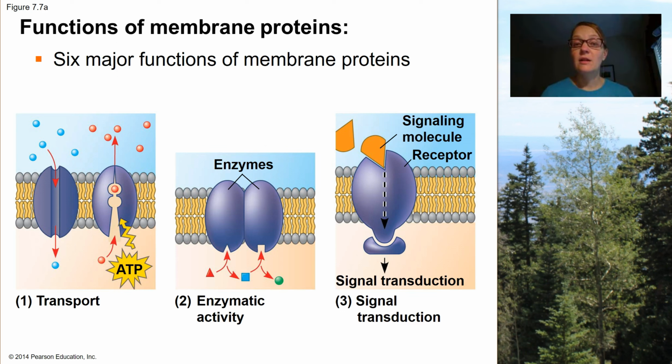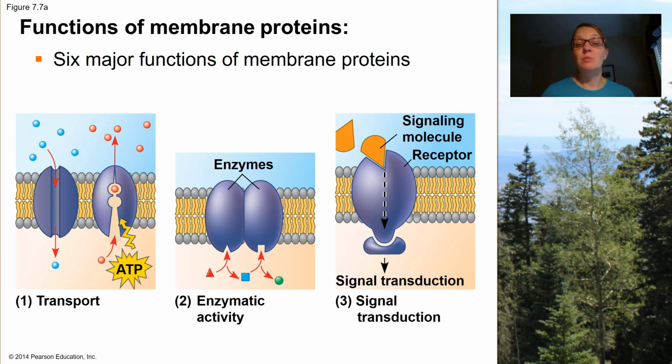Number 3, the third function of the membrane-associated proteins is going to be signal transduction. And this is something, again, that we've talked about previously when we were going through just protein functions in general, right? So a lot of the proteins embedded in the membrane can function as receptors, or these mailboxes, for example, for signaling molecules like hormones.